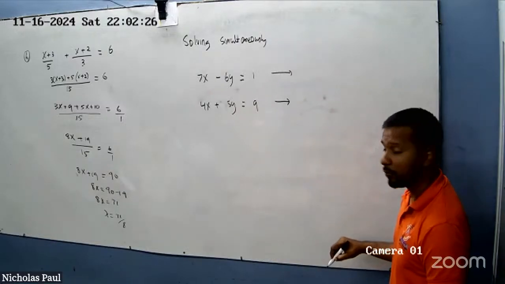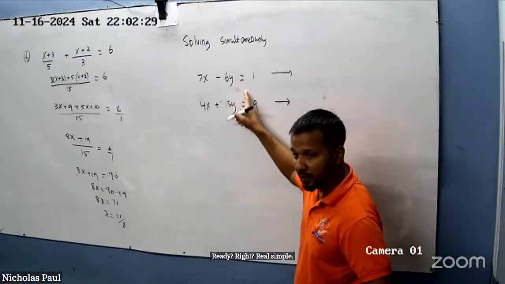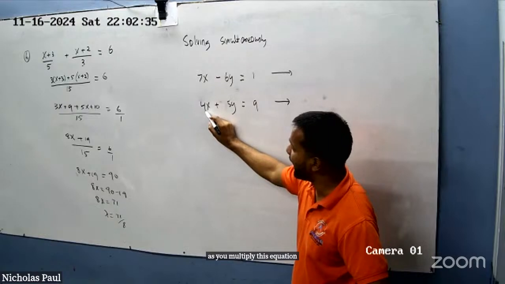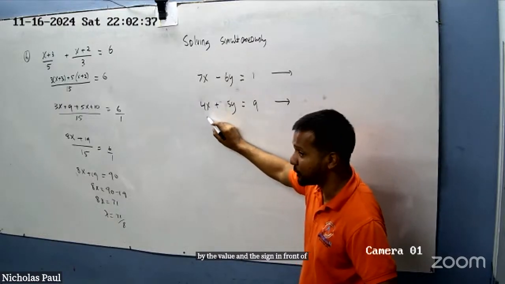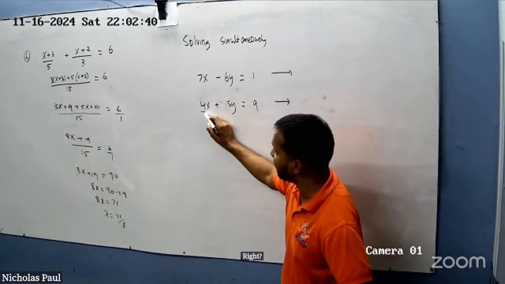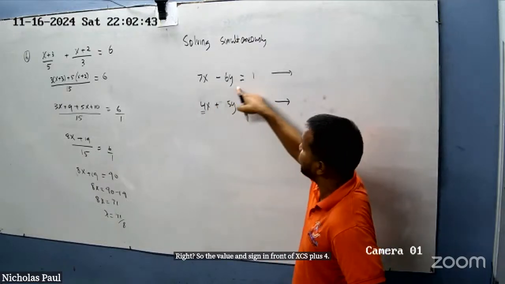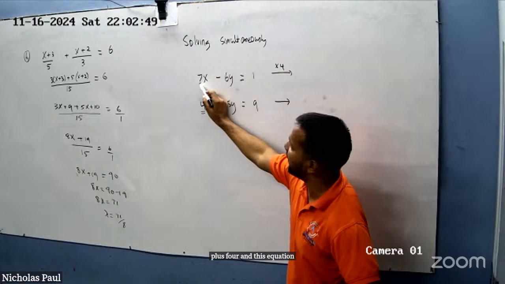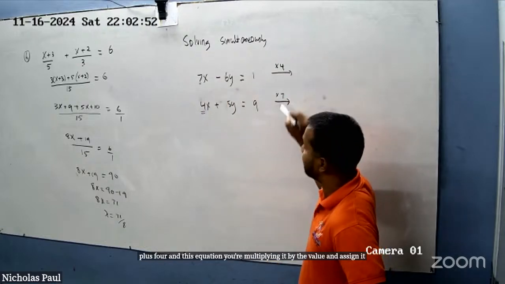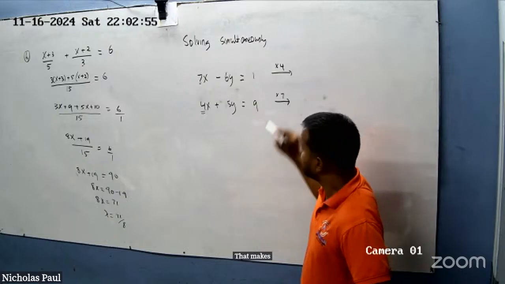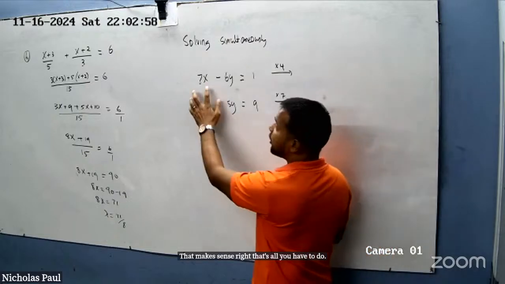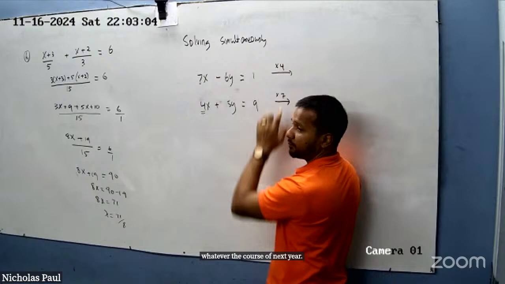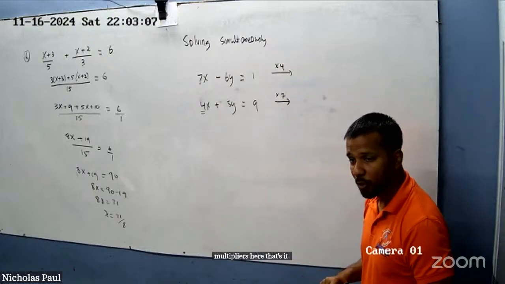Real simple. In order to work this out, all you have to do is multiply this equation by the value and the sign in front of x in the next equation. The value and sign in front of x here is plus 4, so multiply this equation by plus 4. And this equation, you multiply by the value and sign in front of x in the other one, which is plus 7. That's all you have to do. Whatever the coefficient of x here, multiply it here. Are you okay with that?